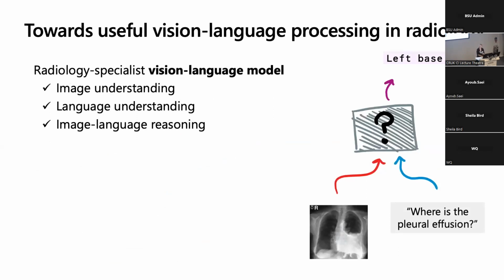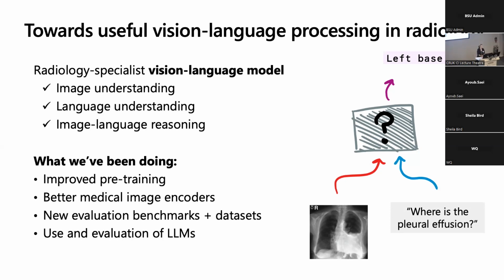So I just want to come back to where we started from. We're trying to get to useful vision-language processing in radiology. We can do image understanding and image-language reasoning. Of course, we are still very far away from useful models here, but we have been making various steps towards this. We've been trying to improve the pre-training, so kind of squeezing more out of the data that we have, trying to build better medical image encoders. We've been building new evaluation benchmarks and releasing data sets.